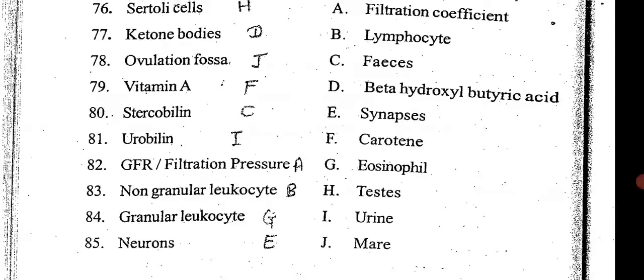Non-granular leukocytes are lymphocytes. The granular leukocytes are basophil, eosinophil, and neutrophil. Neutrophils are the most predominant white blood cells, approximately 50% of the total white blood cell count. And the non-granulocytes are monocytes and lymphocytes.